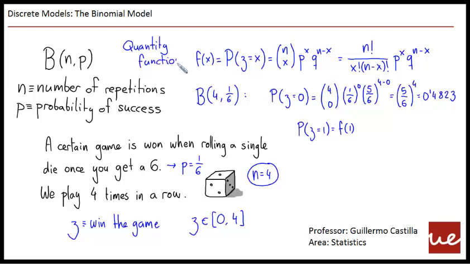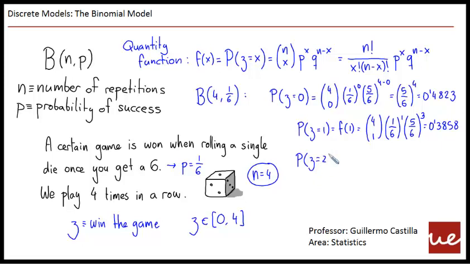And of course, since chi can take the values from 0 to 4, we'd have quite a few probabilities. In this case, chi equals 1 would be 4 over 1 times 1/6 to the power of 1 times 5/6 to the power of 4 minus 1, which is 3. And directly we'd get this 0.3858 number we have here.